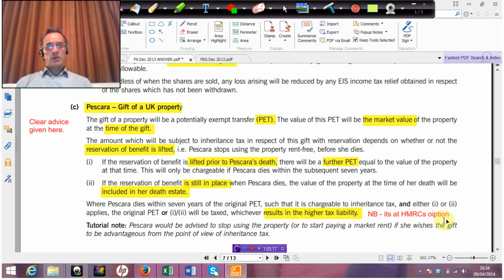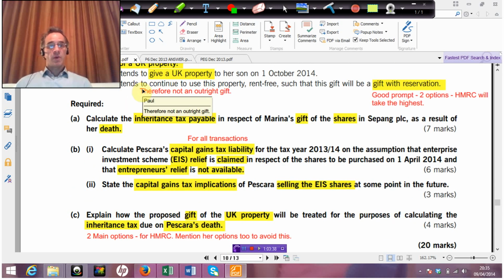Okay, so you can see that there were some easy marks to be had if we'd known that it is a PET, it's treated like a normal PET, or even if we'd known that it could be simply included in the estate. There's some easy marks to be had. The advice is very, very clear, but just watch the detail that he gives. It's very, very detailed to get those however many marks it was, 4 marks. Okay. So that really summarizes that first question that we're going to do.